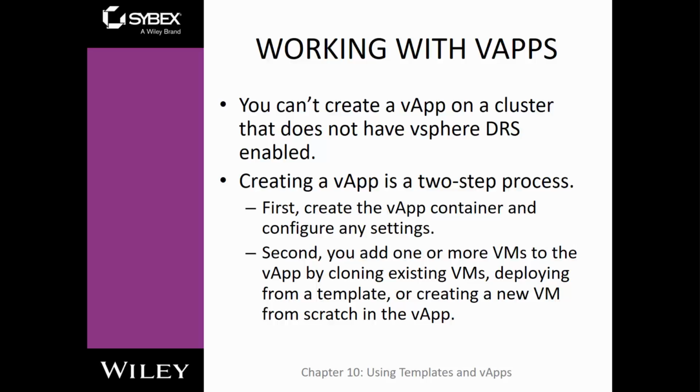So this is a vApp container, and this will also deal with configuring any of the specific settings. Second, for this two-step process, we're adding the VMs that we need to the appropriate vApp, typically by cloning the existing VMs and then deploying them from a template, or creating them from scratch.